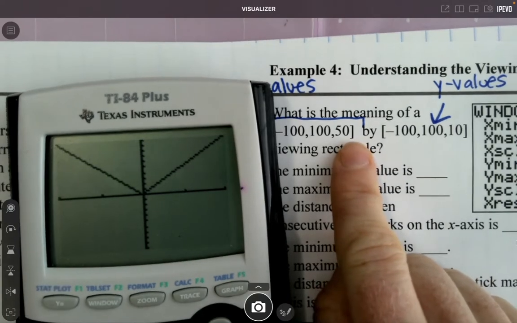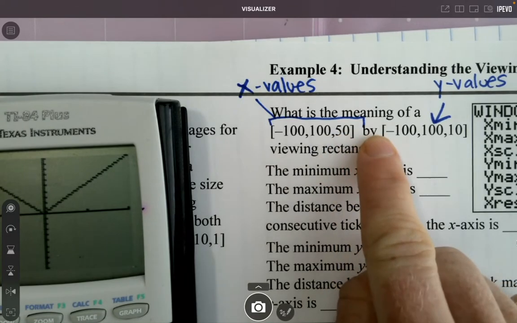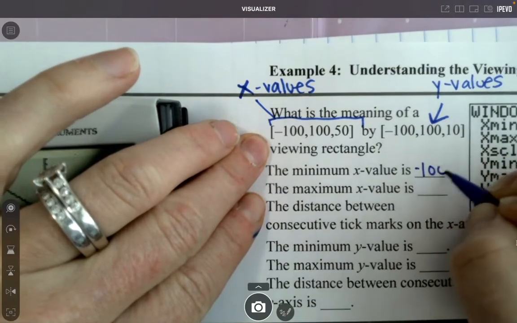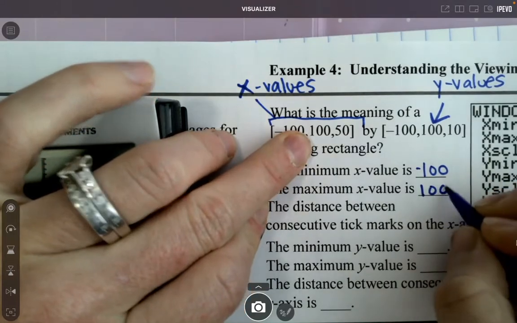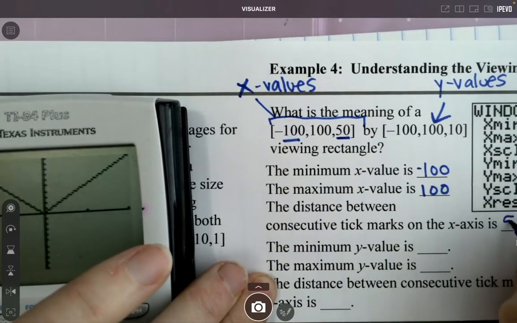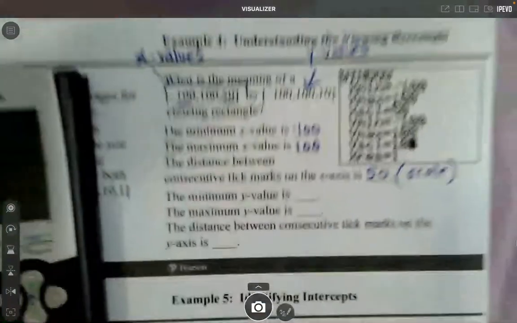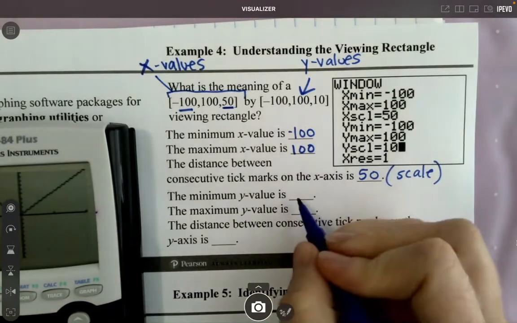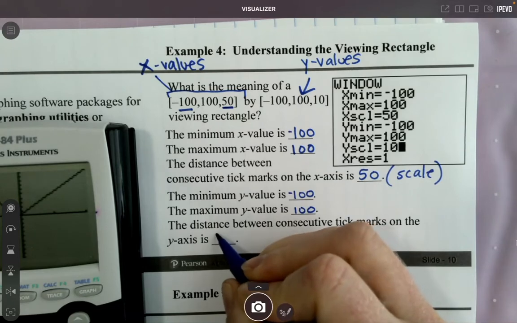So whenever it gives you the first set of numbers, that represents your x values by whatever your y values are. First number represents the minimum x value, negative 100. Second number represents the maximum x value. Distance between, this is your scale, is 50. So if you want to put that to the side, scale. What is it going by? That's our scale. And then the y values are your second set of numbers. So our min is negative 100. Our max is 100. And the distance between tick marks, which is your scale, is 10.